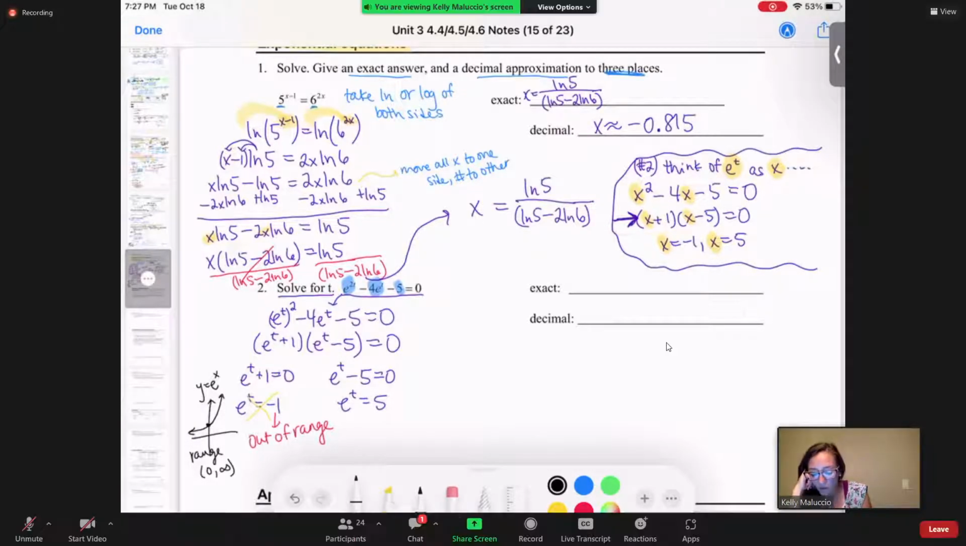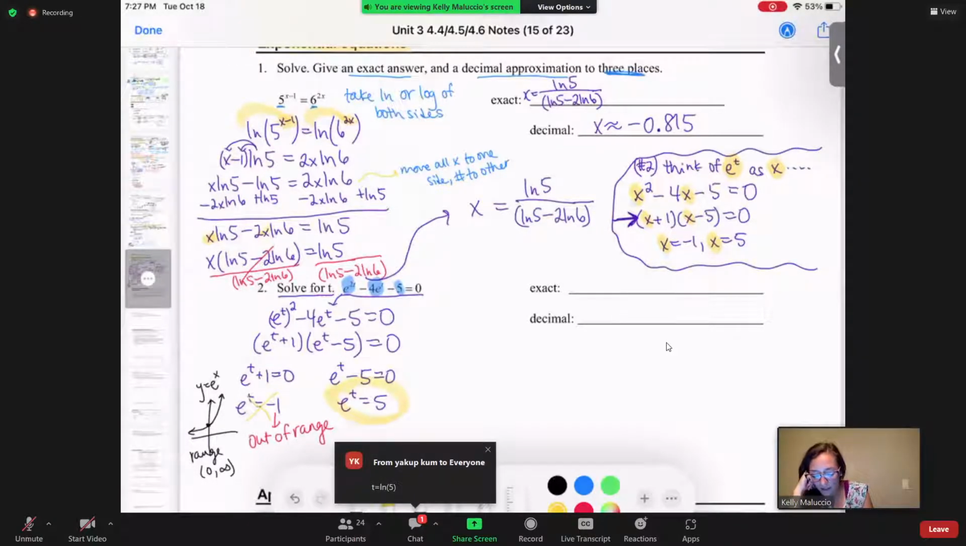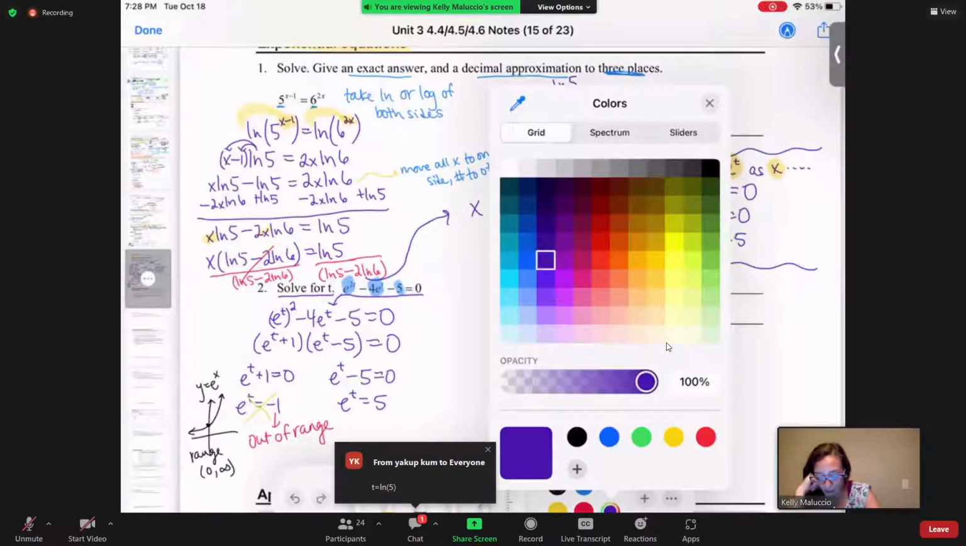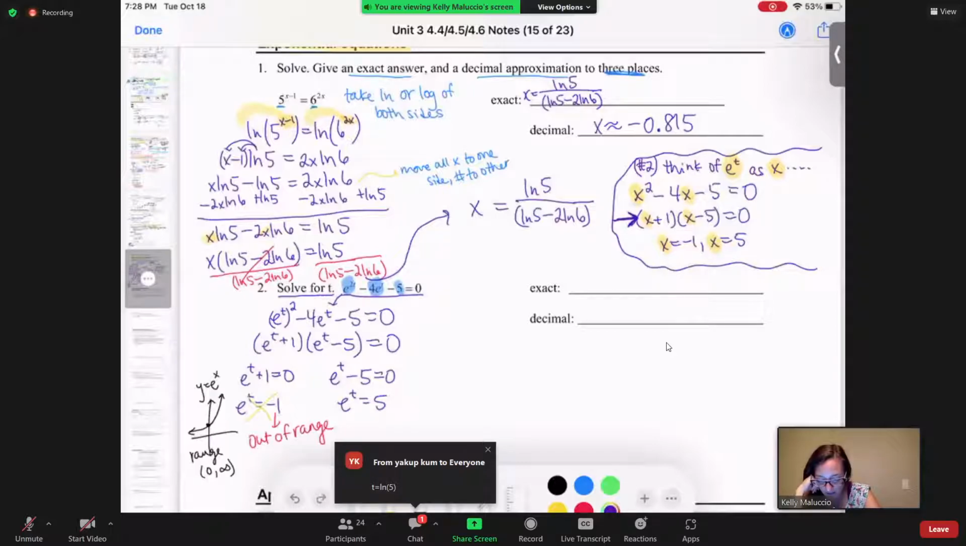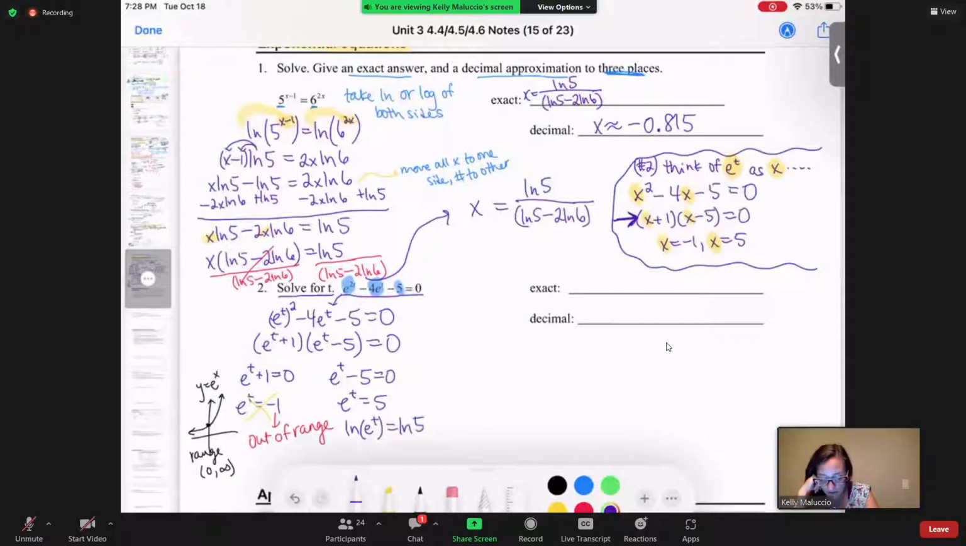So now we only have to focus on this second one, which is nice. So now we only have to focus on this guy, and I'll say ln e to the t equals ln 5. But remember, ln e to the t, I can take this exponent, bring it in front, and I get t ln e, and ln of e is just 1.